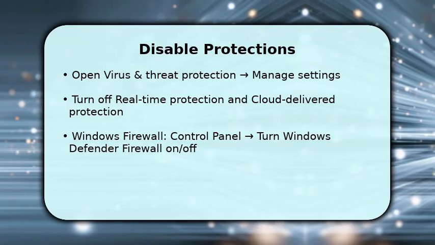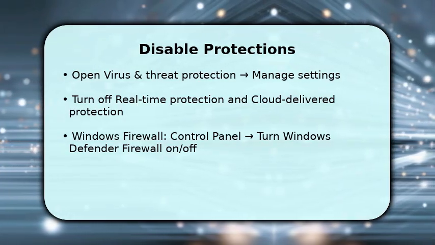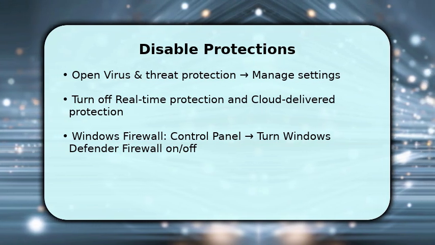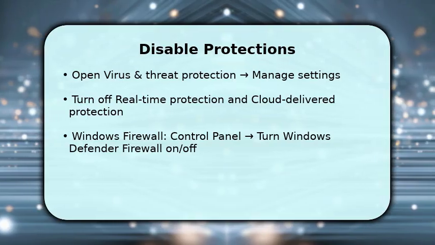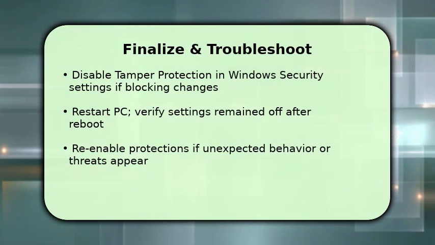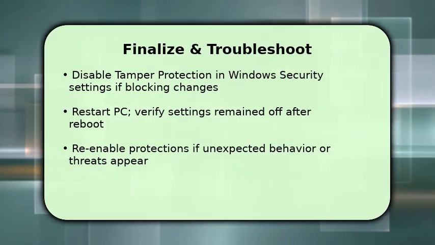Make sure you understand disabling these increases risk. Do this only temporarily, or when alternative protections are immediately active and trusted. After disabling protections, open Virus and Threat Protection settings and turn off Tamper Protection if Windows blocks your changes. That allows settings to stick.